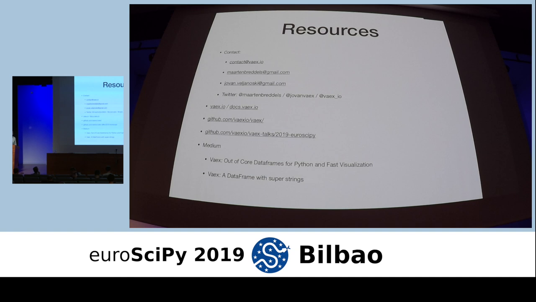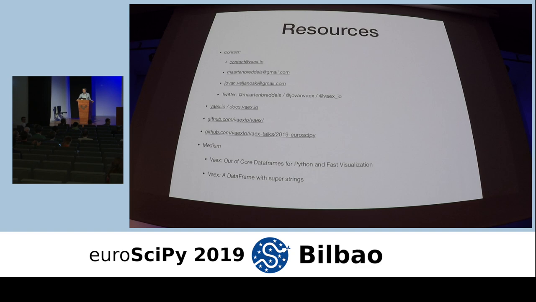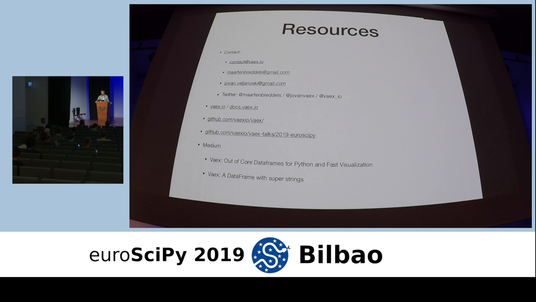Question here. My question is, we have so much software intertwined with pandas. If we wanted to actually migrate to Vaex, what would be the best strategy to maybe keep pandas as a kind of high-level interface and compute everything with Vaex?